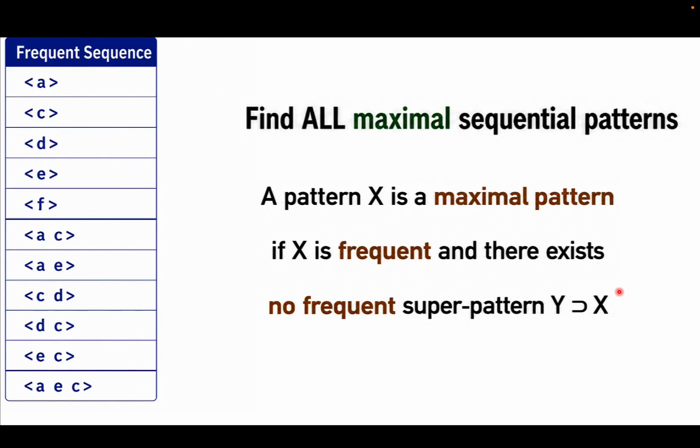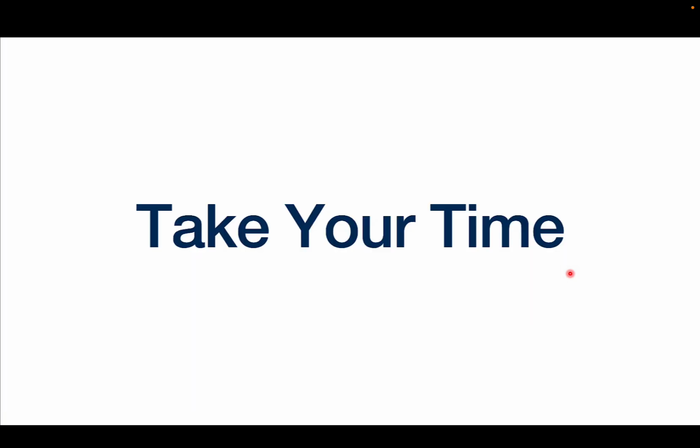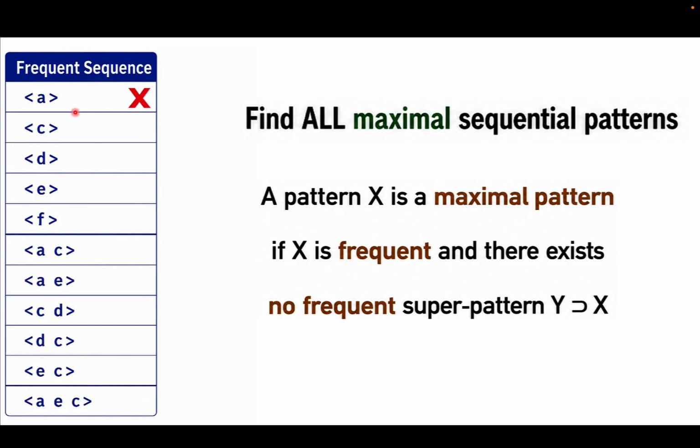Now we get to the second part of the exercise, which is finding all maximal sequential patterns. It's a good time to review the definition of maximal patterns. A pattern is maximal if it's already frequent and there exists no frequent super pattern that contains this pattern. Please take a moment and work out the problem. So is A maximal? I can see it appeared in AC and AE, so there's a bigger super pattern that already contains A.